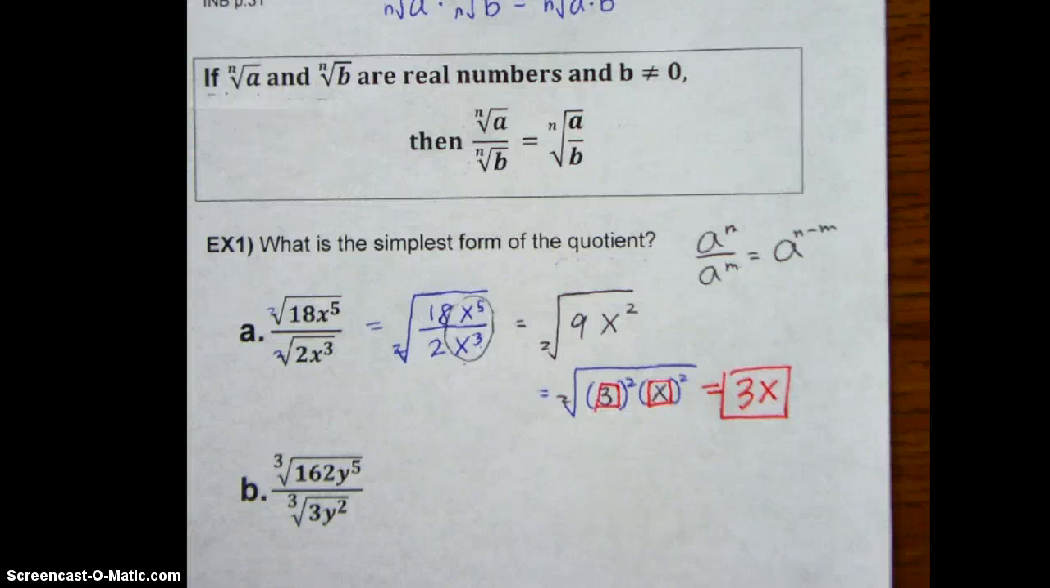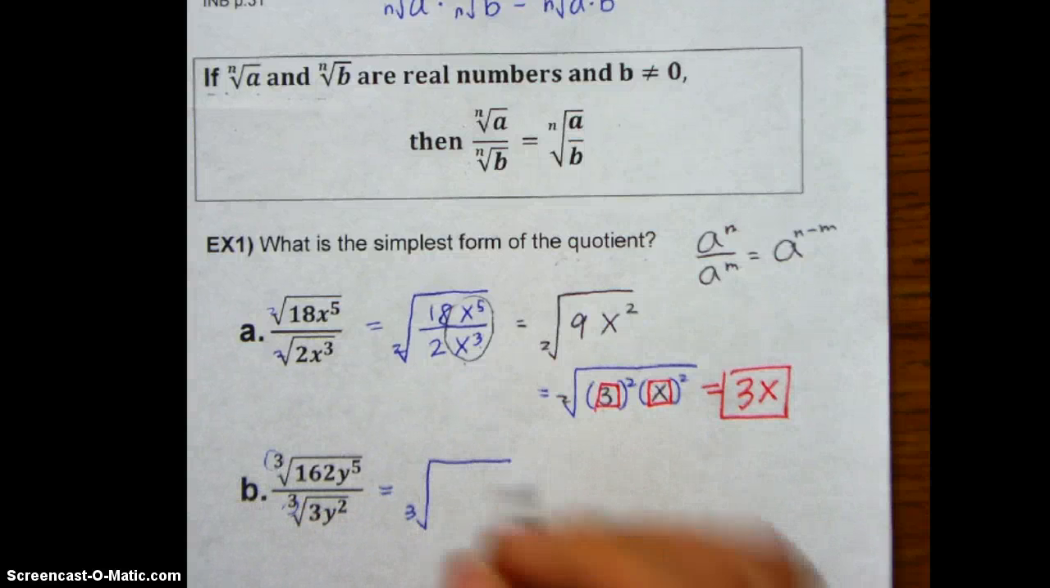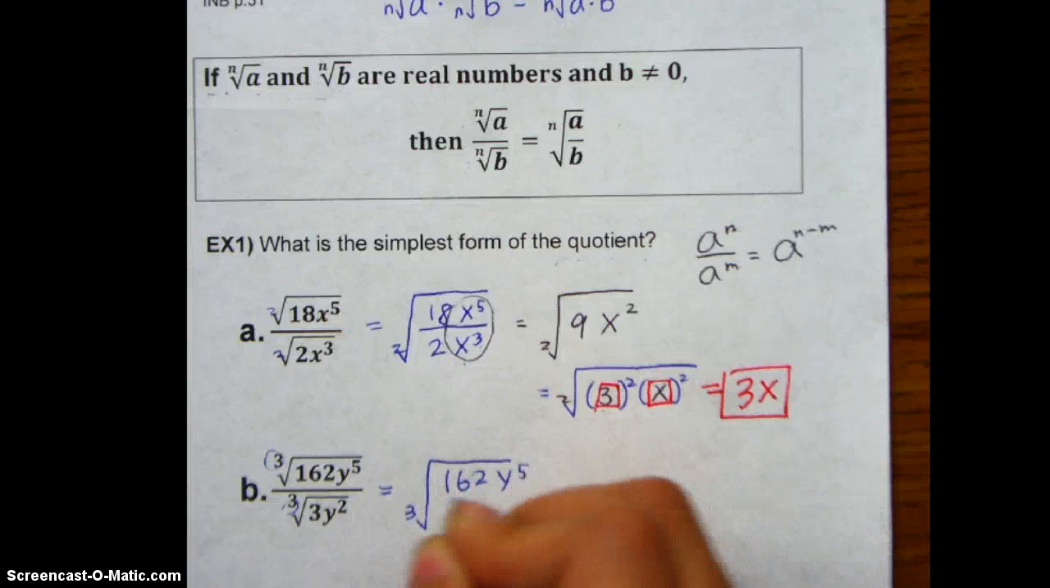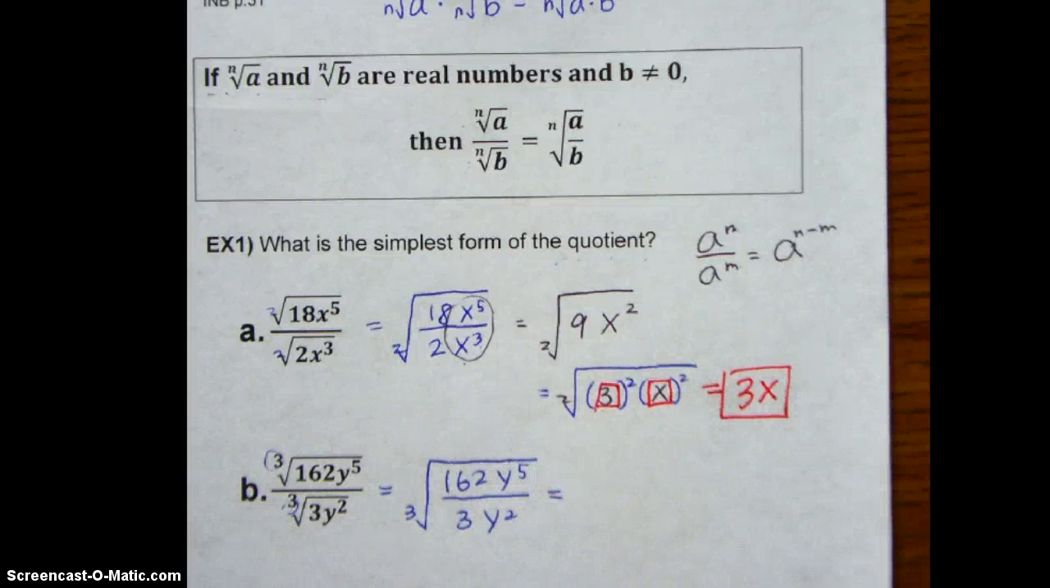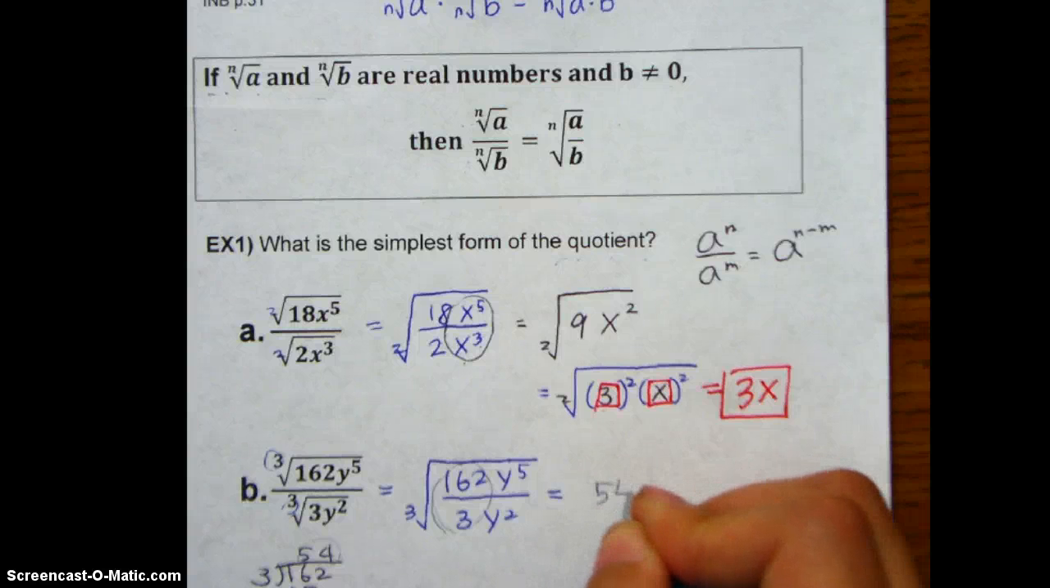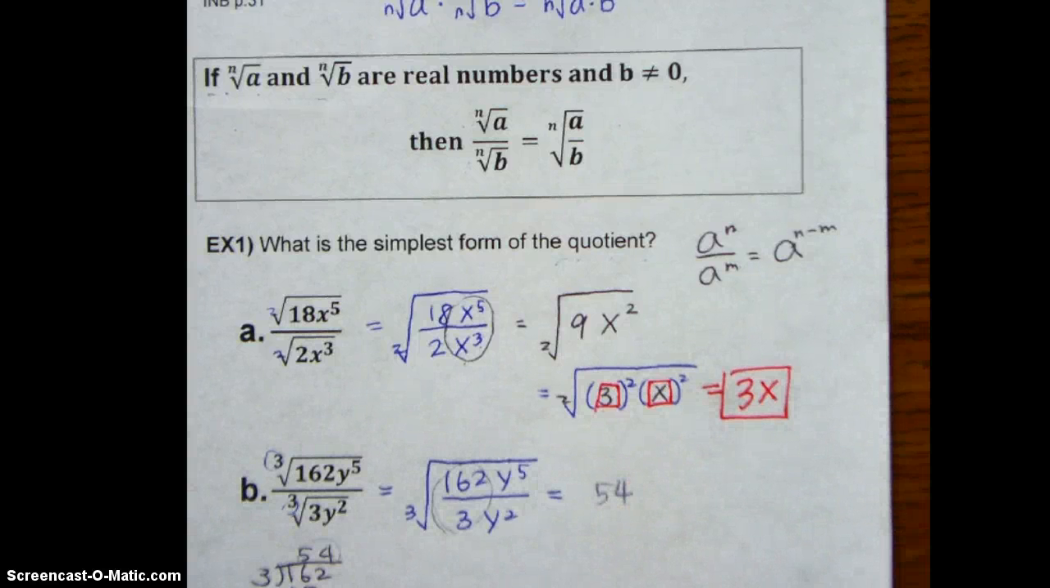Okay, let's look at b. Again, we have the same index, which is 3, so I can just combine them. I'll write 162y to the fifth over 3y squared. Now I can simplify the inside. 162 divided by 3. If I do the multiplication, 3 times 5 is 15, 3 times 4 is 12. So if I divide that by 3, I will get 54. So that's 54.